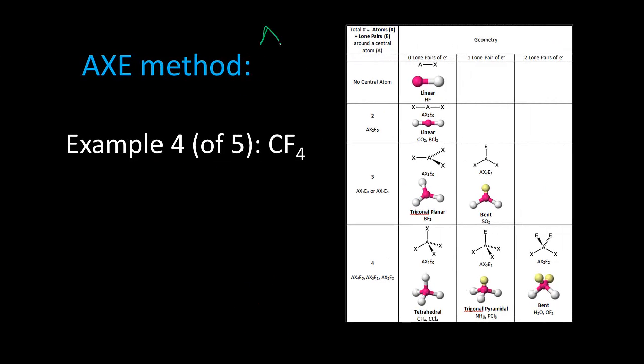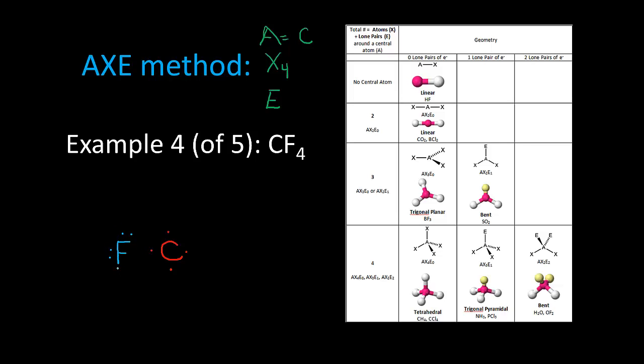CF4. Our A is carbon. Okay. Our X is the number of atoms bonded to carbon. We have 4, so it's going to be AX4. And our E, our subscript, is going to be how many lone pairs carbon has. So we need to draw the Lewis dot structure for this. Carbon is in group 14, which means it has 4 valence shell electrons. Fluorine is in group 17, which means it has 7 valence shell electrons, and it wants one more, so it's going to borrow one from carbon.